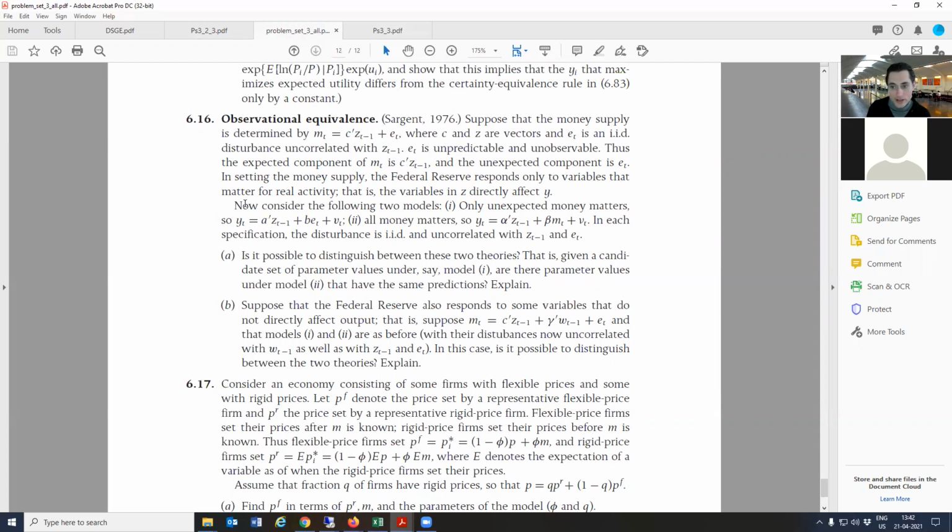Okay. So now consider two models. One is that only unexpected money matters. That's kind of like the models we've been talking about. It's only the surprises that the market gets from the Fed that actually affect output. Or suppose that all money matters. Maybe the whole level of the amount of money that's in the economy matters. Okay, so suppose we had these two models.